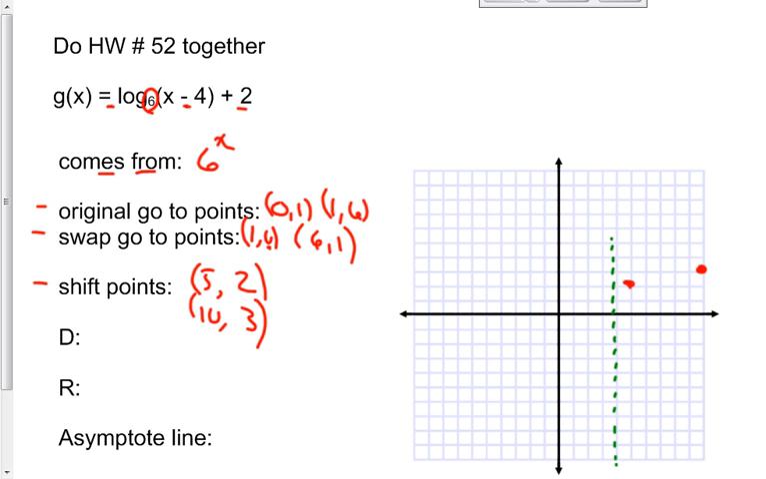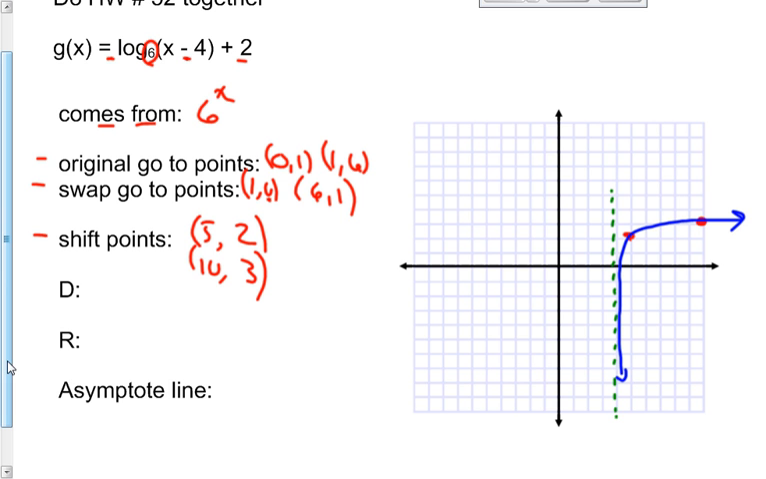You're going to come close. Your curve starts low, picks up your 2 dots, and goes out to the right. We can then answer the domain and range question. Your domain will be all x's greater than 4. Range is all reals, and your asymptote line matches your domain value, x equals 4.